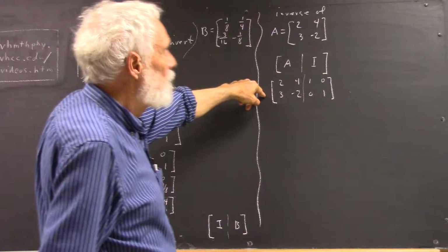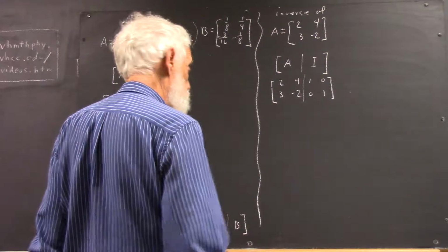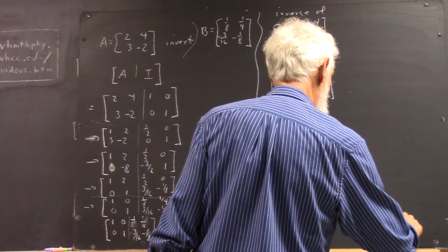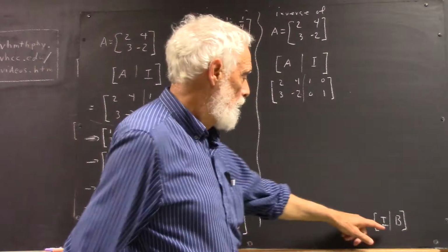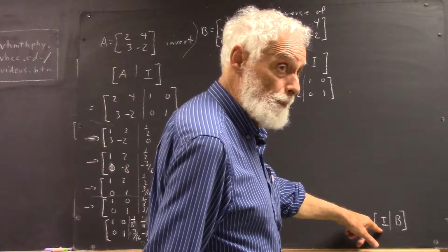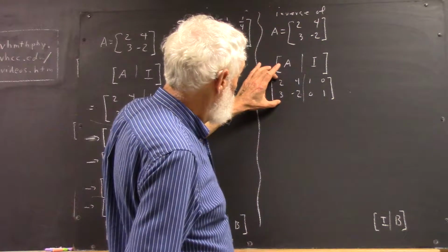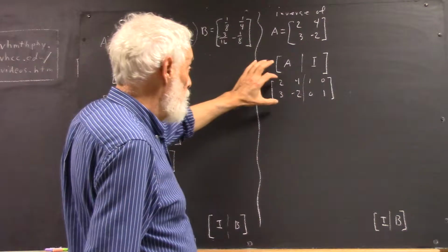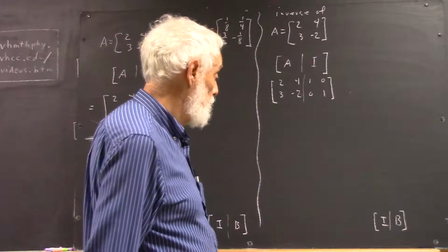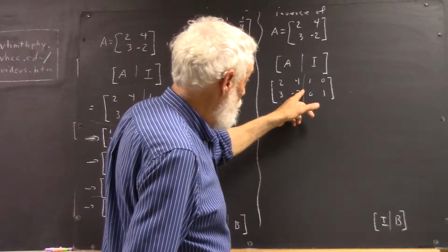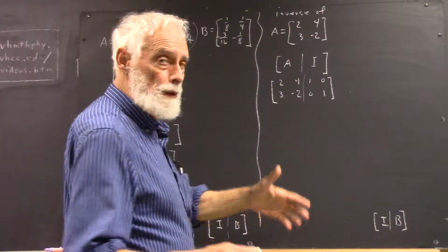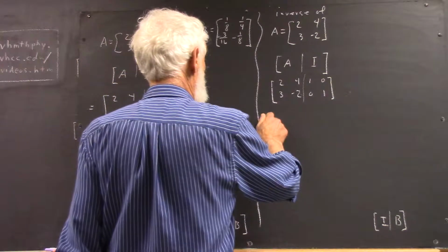And now we want to reduce this matrix to the form I augmented by B, where I is the identity matrix. In other words, we want to do the row operations that reduce this matrix here, the 2, 4, 3, -2 matrix, to the identity. Whatever we end up with on the other side is our inverse matrix. At least that's the claim. Now it's so, and we're going to see why it's so. But right now, let's just do it.